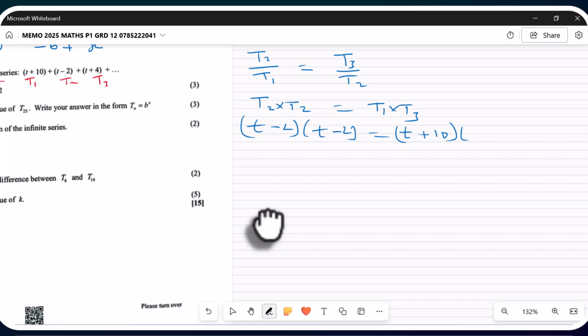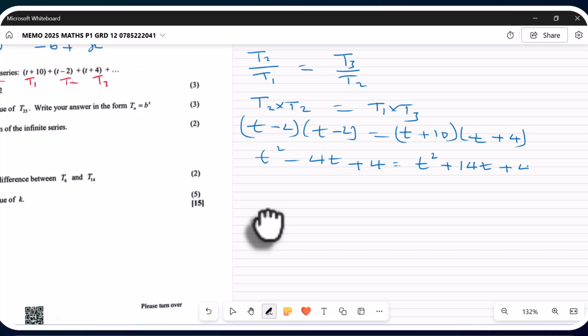Now the t squares are going to cancel out here. I'm going to say minus 4t minus 14t equals 40 minus 4. So here, minus 18t equals 36. If we divide by minus 18, t becomes negative 2 as required. That's how we do that. So our t is negative 2.